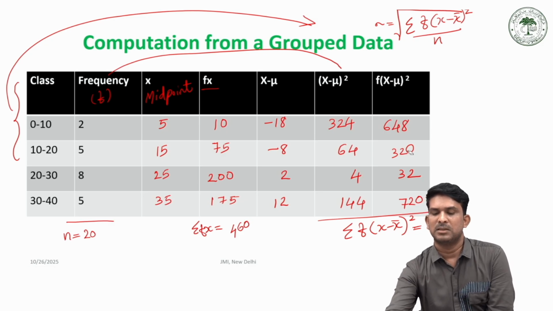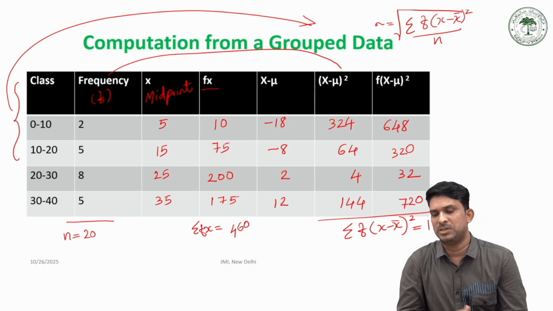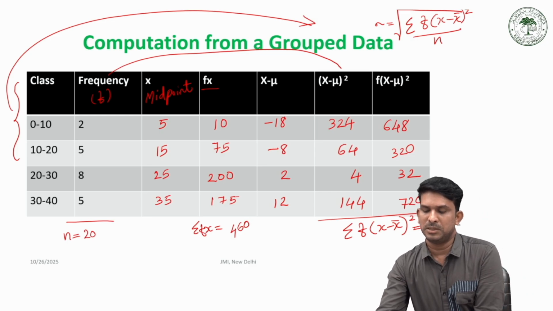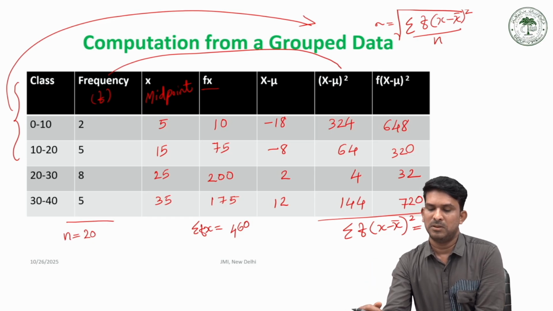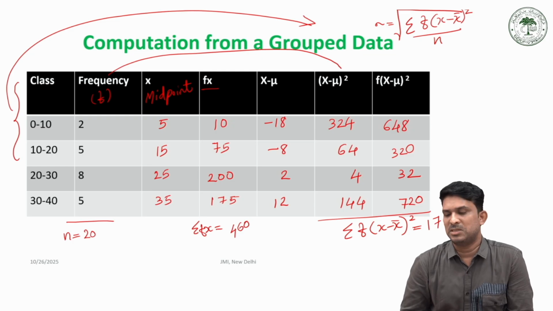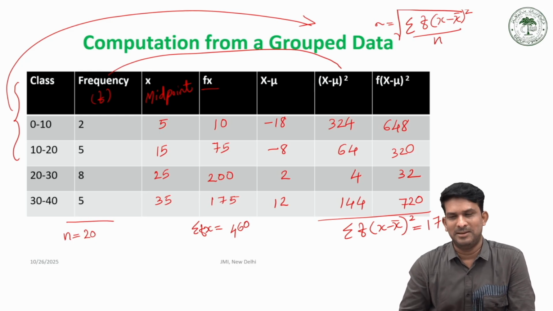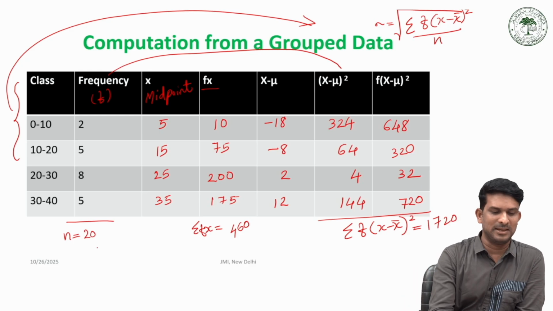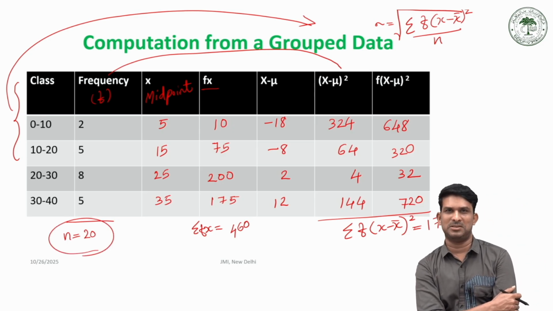648, 320, 32 and 720. Let me check it again. 8 plus 2, 10, 3, 3 plus 3, 6, 6 plus 6, 12, 1 again, 1, 7, 8, 8 plus 3, 11, yes, 1720. Got the value of the numerator. What is the denominator? N. Is it clear? N is here. N is the total of frequency, as you know.